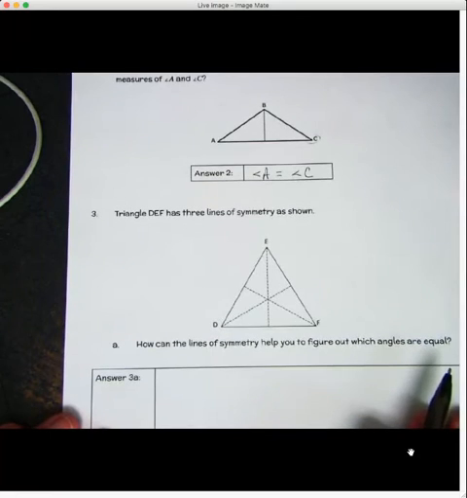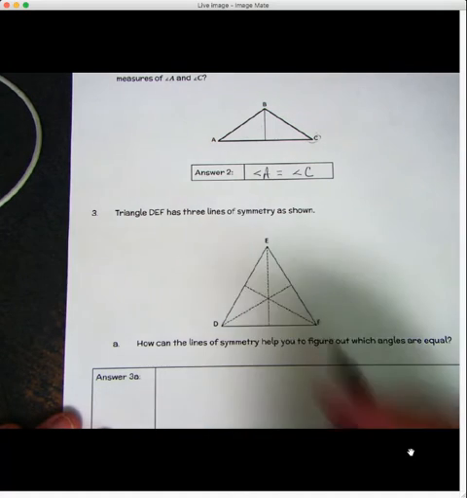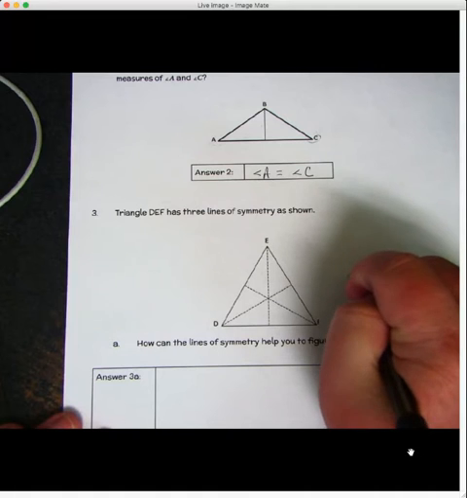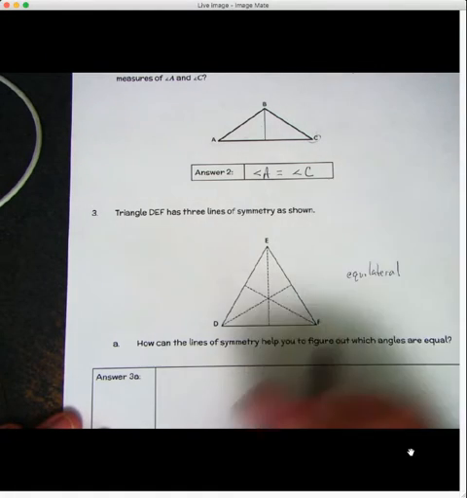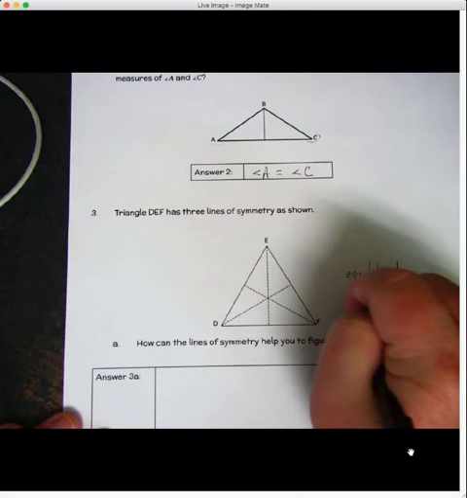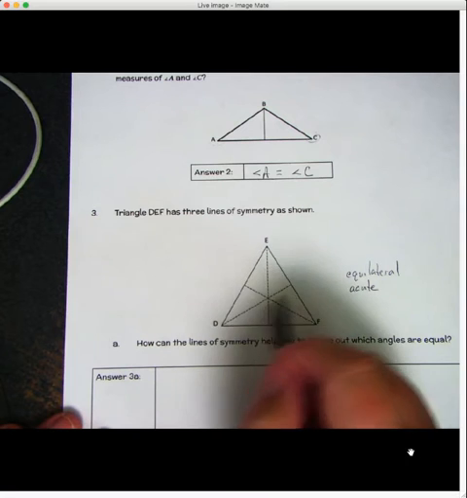Look at this one. Triangle DEF has three lines of symmetry. What kind of triangle is this? Well, I see it's three equal sides. So this is an equilateral. That's not what it's asking us, I'm just helping me think. And I see acute. So it's an equilateral acute triangle. And it has three lines of symmetry.